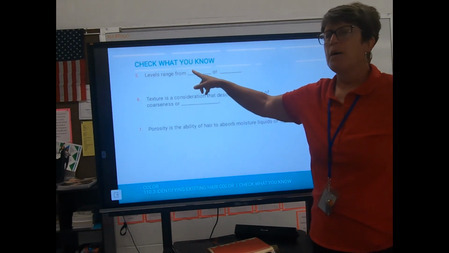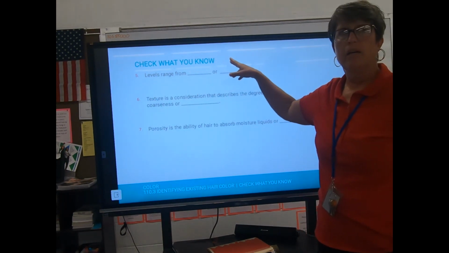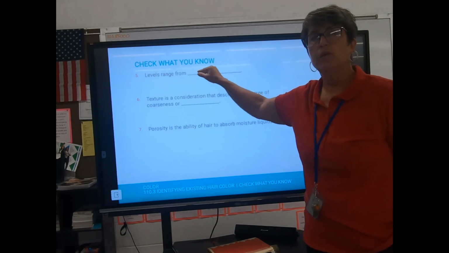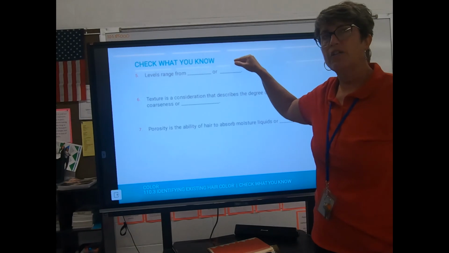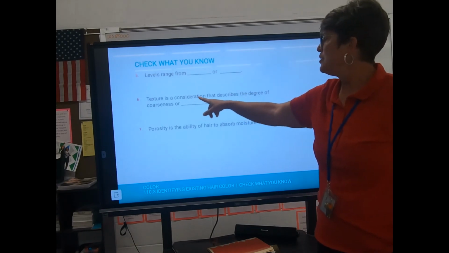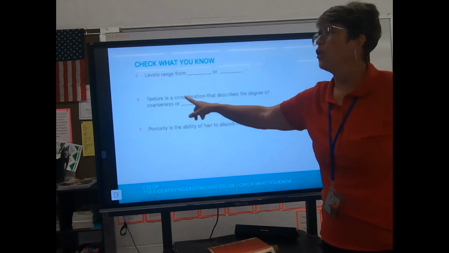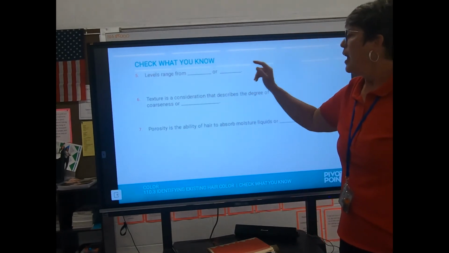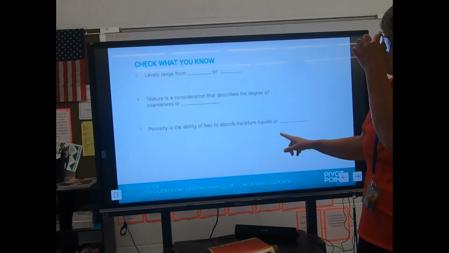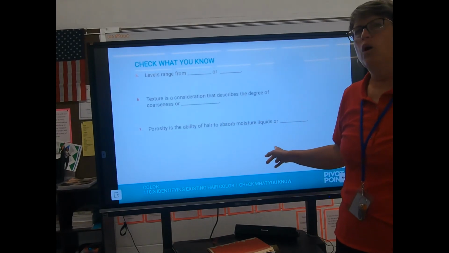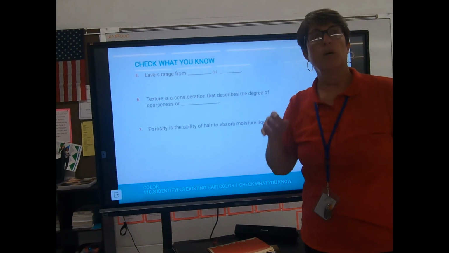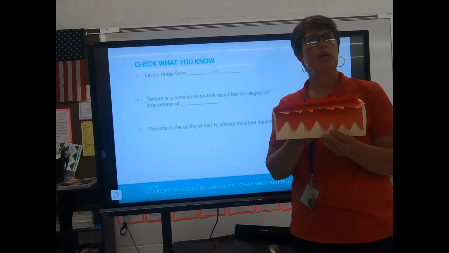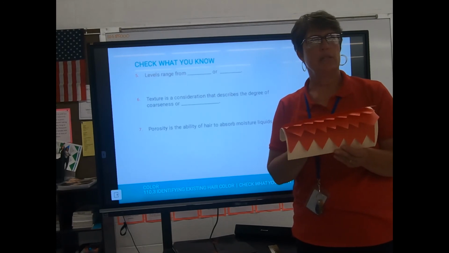Levels range from blank to blank, or blank to blank. So the ones that we use, what are the levels, but some manufacturers might have this. Texture is a consideration that describes the degree of coarseness, or fineness, like my hair. Porosity is the ability of the hair to absorb moisture, liquids, or, okay, it's like Bounty, the quicker picker upper. The more open this is, the more porous, the faster it's going to absorb things.